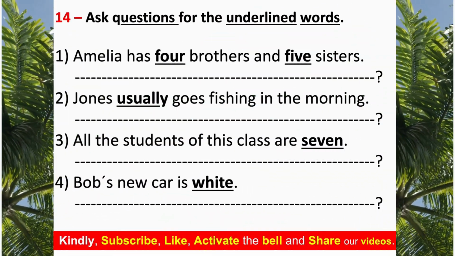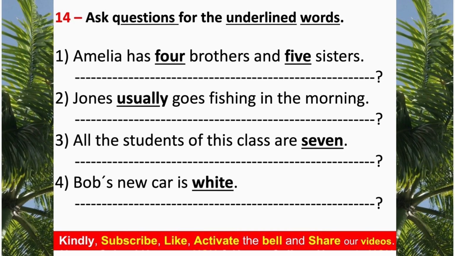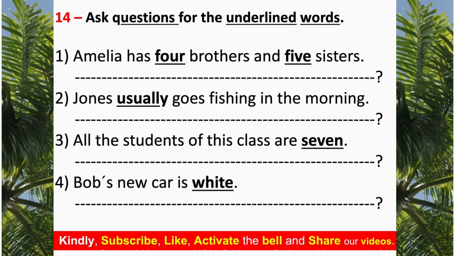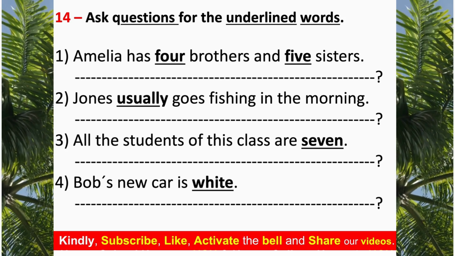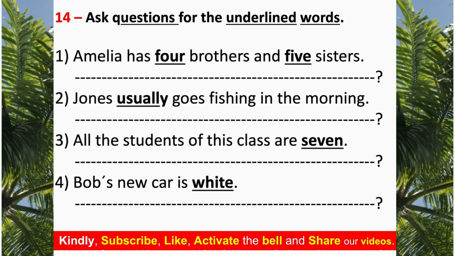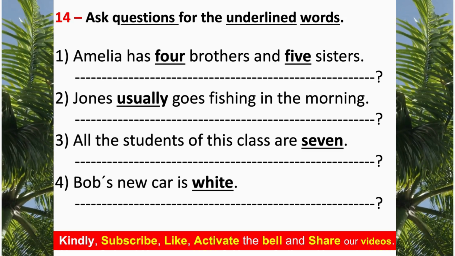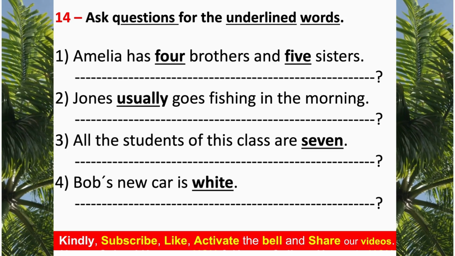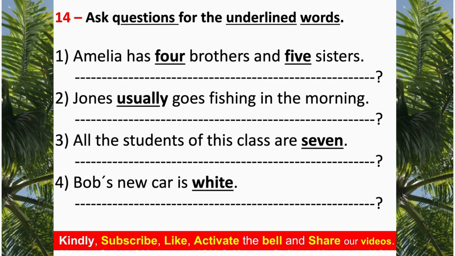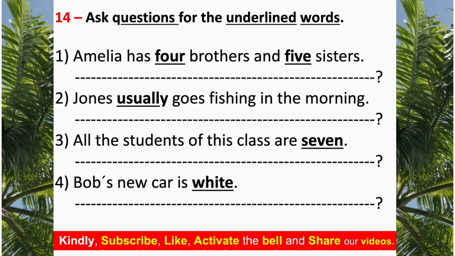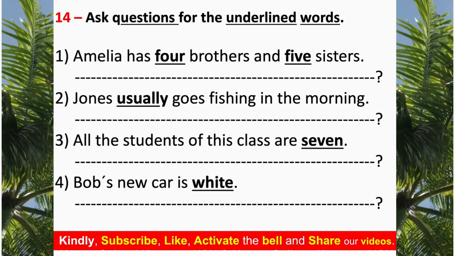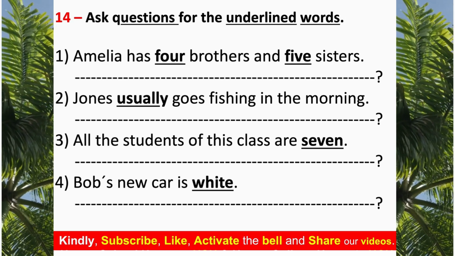In slide number 14, we are going to ask questions for the underlined words. As I said in the previous lesson, lesson 66, if we have underlined words in sentences and we are asked to write questions, don't repeat these underlined words, because if you repeat them, your answer will not be correct. So Emilia has 4 brothers and 5 sisters. Here we are going to ask about number. So to ask about number, we use how many. Let's see the answers.